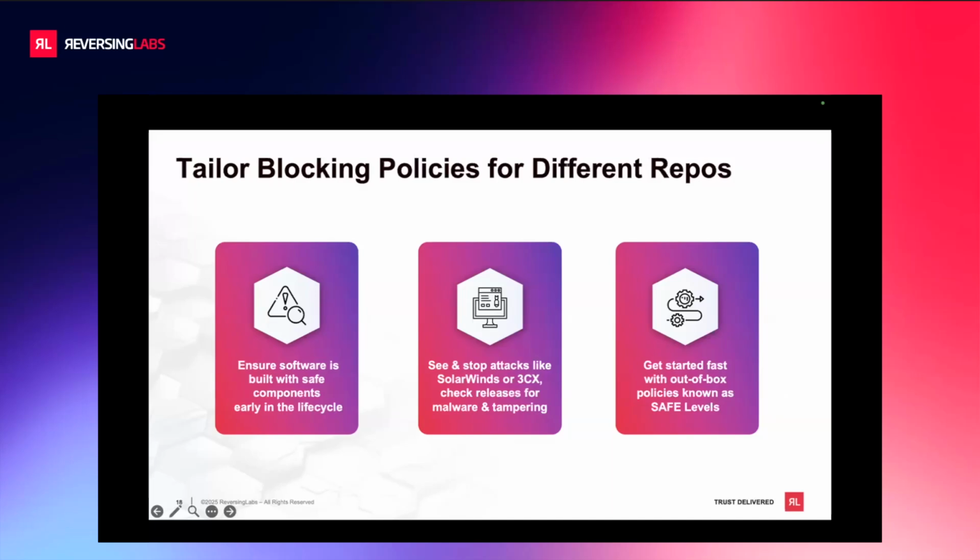Whereas when you think about later in the pipeline, you don't want any random vulnerability halting your release cycle, right? You want to stop attacks that can get your customers breached. So that's what you're kind of looking at, your malware and tampering. And to help people get started faster, we have some out-of-the-box policies that we call safe levels. So you can choose your level and just go from there. And then as you get more and more familiar, you can tailor those levels for yourself.